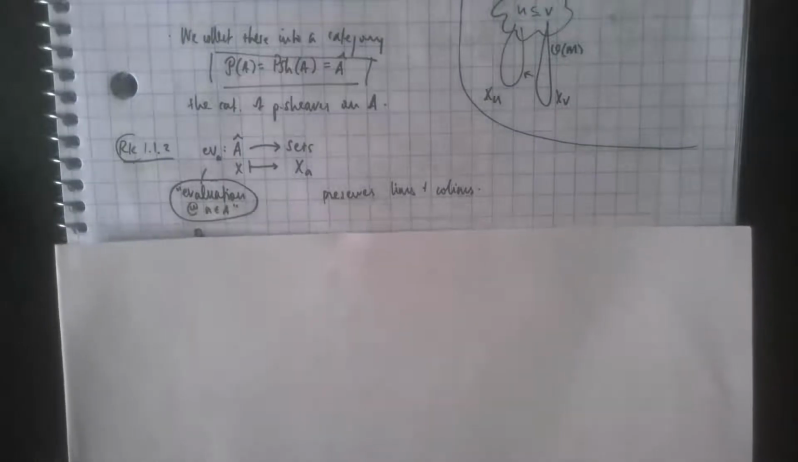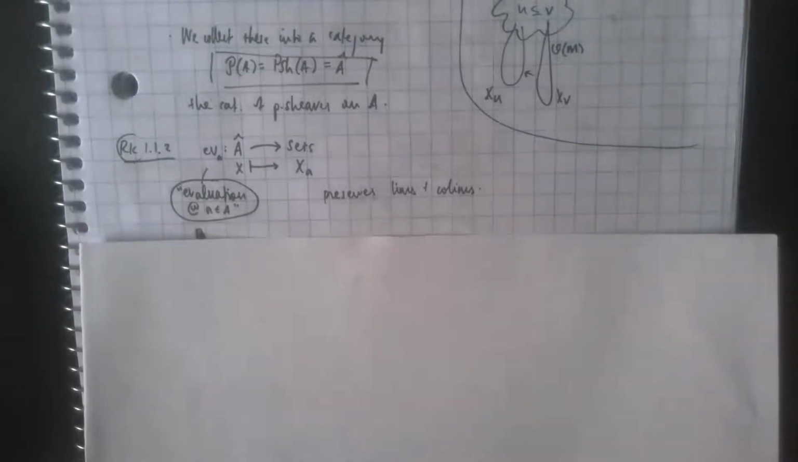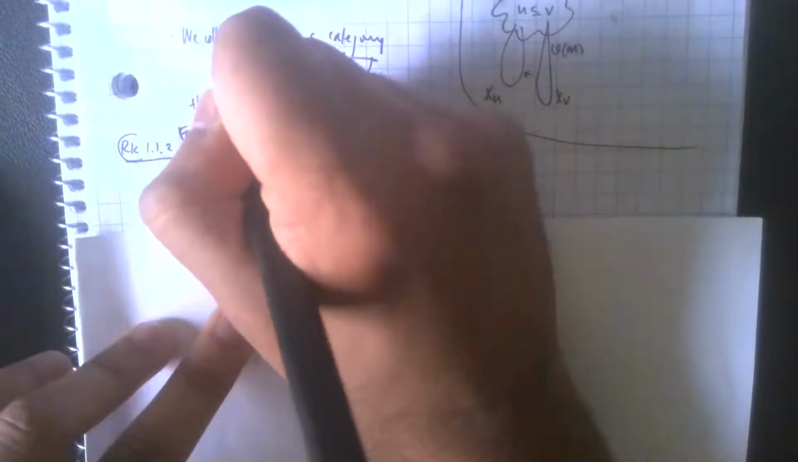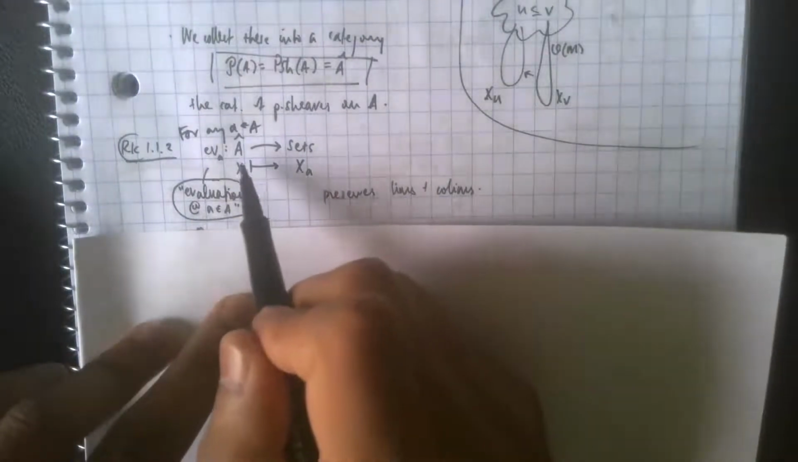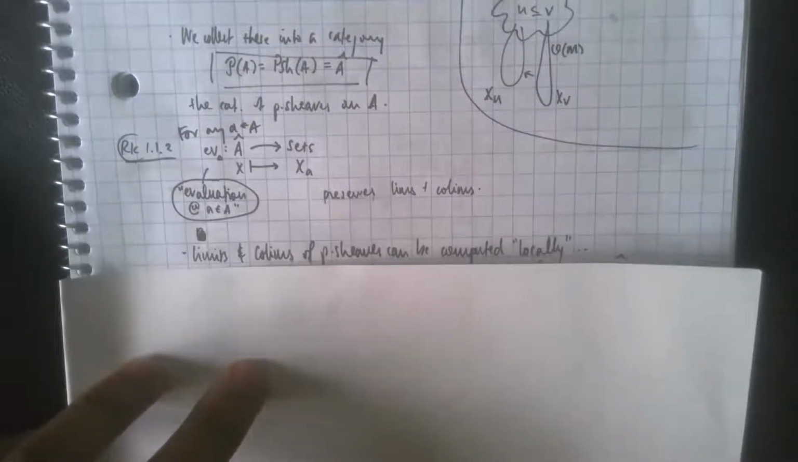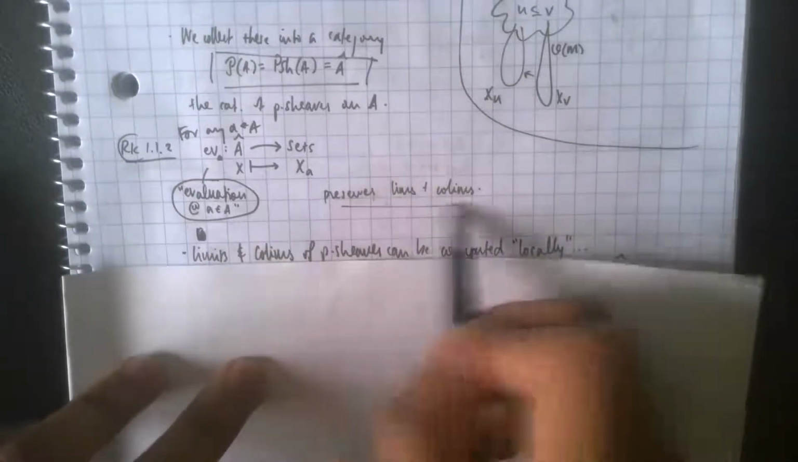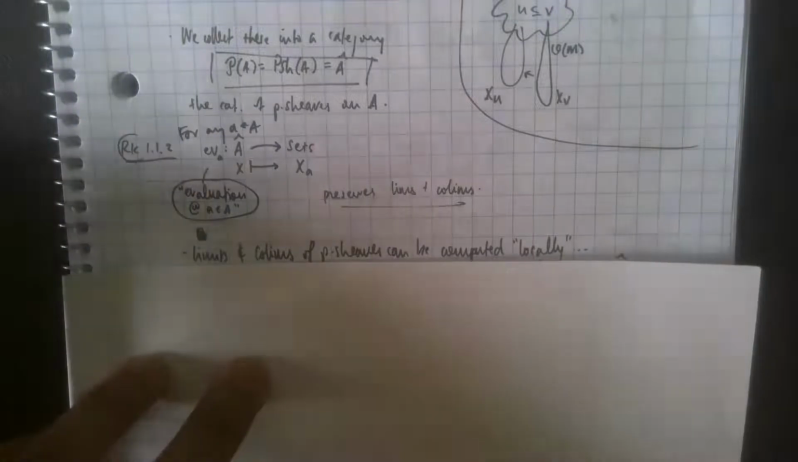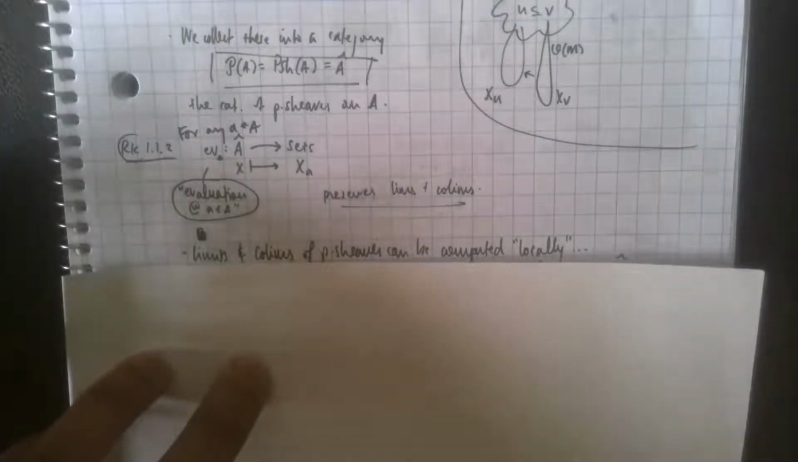We can form a functor called evaluation: for any object A, evaluating at A, that is, sending a presheaf to its fiber at that point. This functor preserves limits and colimits. That's the statement of this remark. There are some other things he talks about as well.